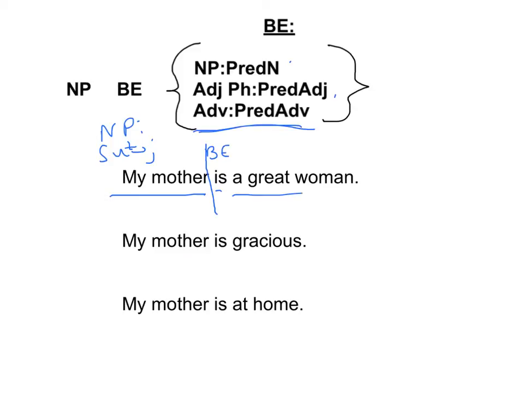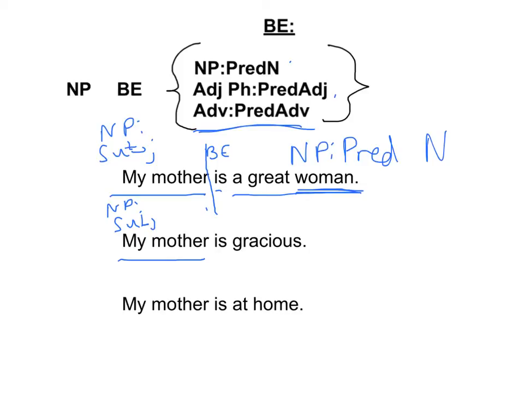My mother is a great woman. My mother is my noun phrase subject. Is, that's be. A great woman is a noun phrase because we're looking at woman. I'm saying my mother equals woman. So this is a predicate noun. My mother is gracious. My mother is my noun phrase subject, is a form of the word to be. Gracious is an adjective, so it is an adjective phrase, a predicate adjective.